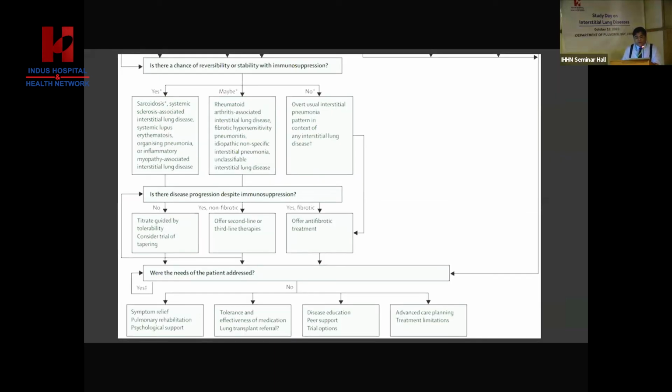The second-last question one has to ask is: is there a chance of reversibility or stability with immunosuppression? If yes, then go for this. This usually happens in sarcoidosis and systemic sclerosis ILD. The last question: is there disease progression, yes or no? And you have to decide whether antifibrotics have to be added or not.